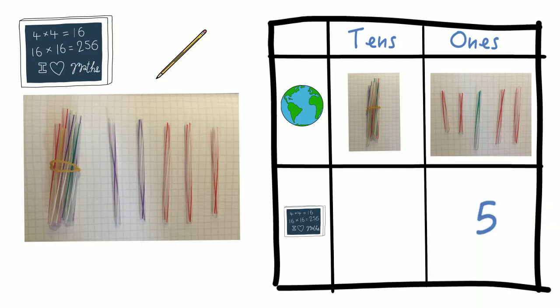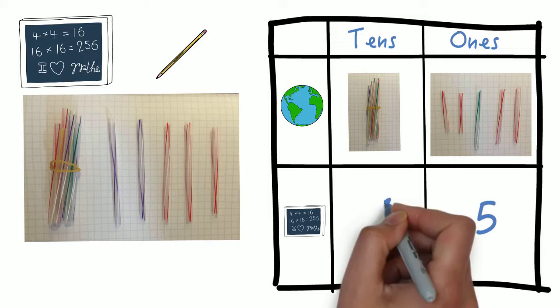Then write down the amount of tens you have. Remember, the tens always go on the left. You can see you've got 10 ones, but you don't write 10 in the space. You need to write the amount of groups of 10 that you have. You can see you've got one group of 10, so you write 1.